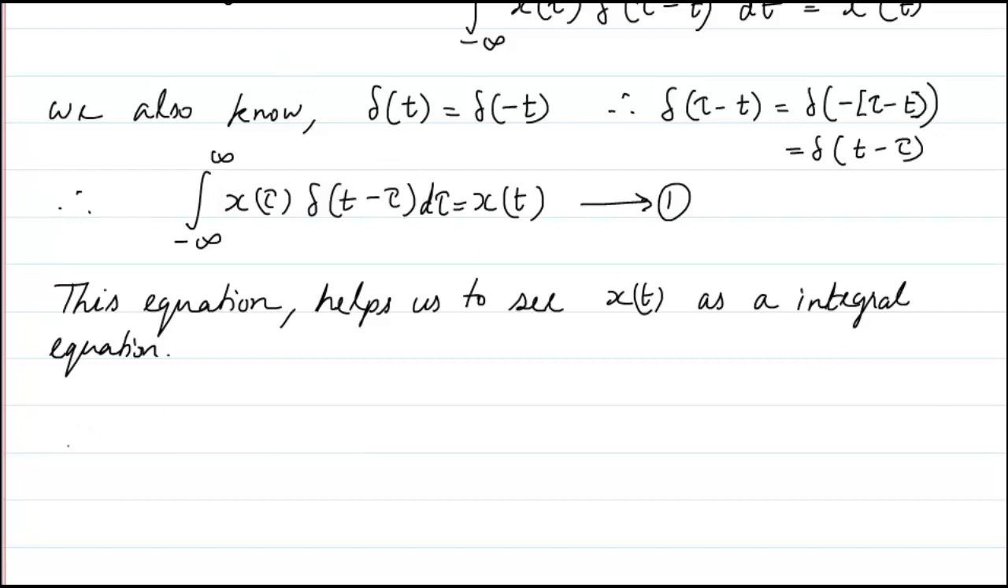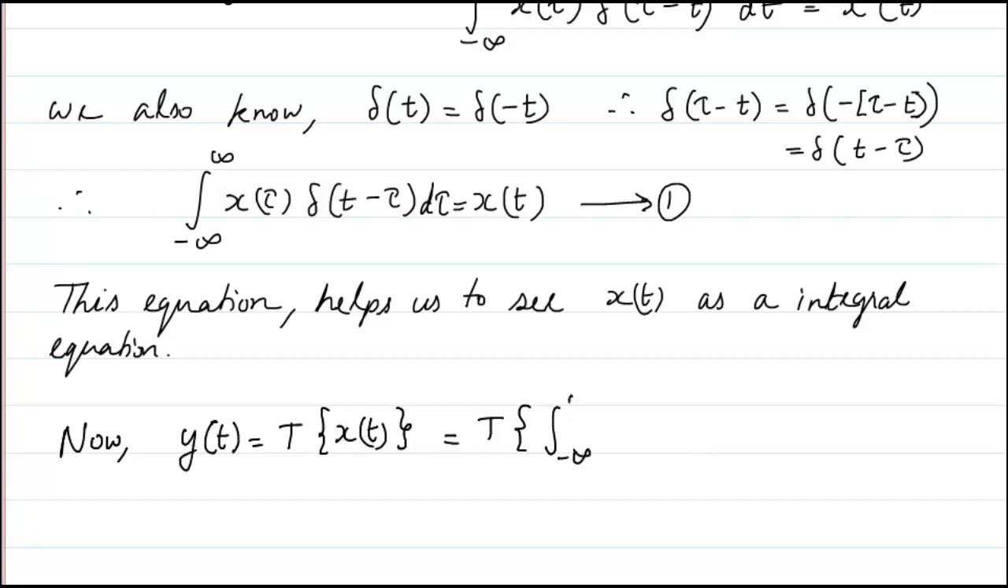Now we know that y of t is basically the transformation of the input signal, which is x of t. But x of t we have already seen in equation 1. So that equation then becomes the integral from minus infinity to infinity of x of tau delta of t minus tau d tau. Correct?